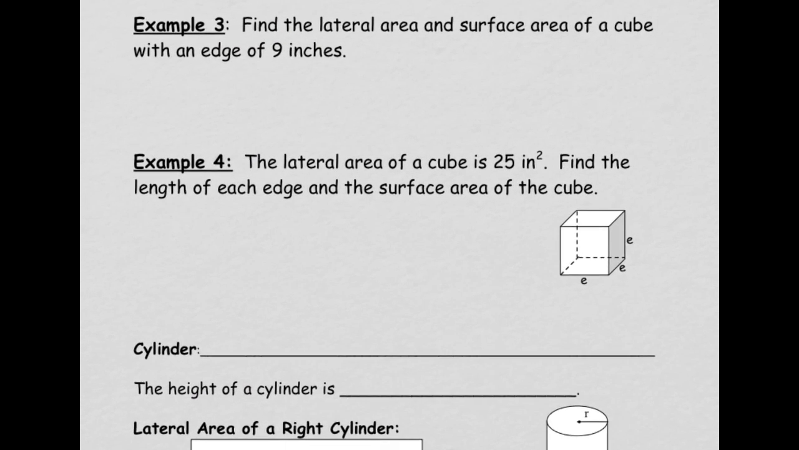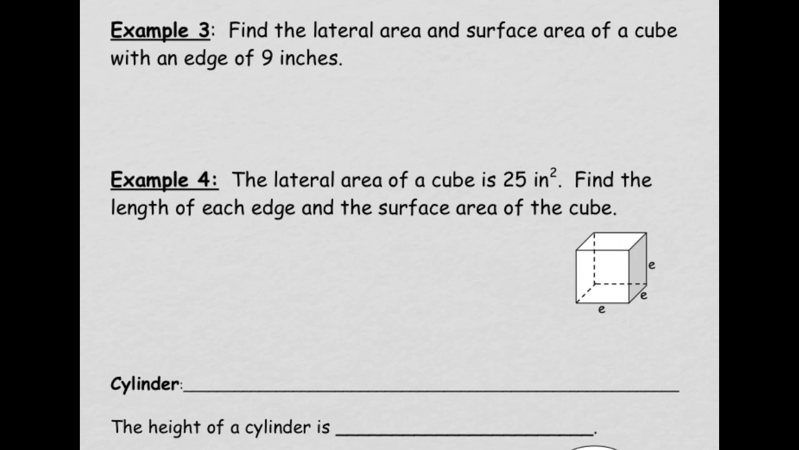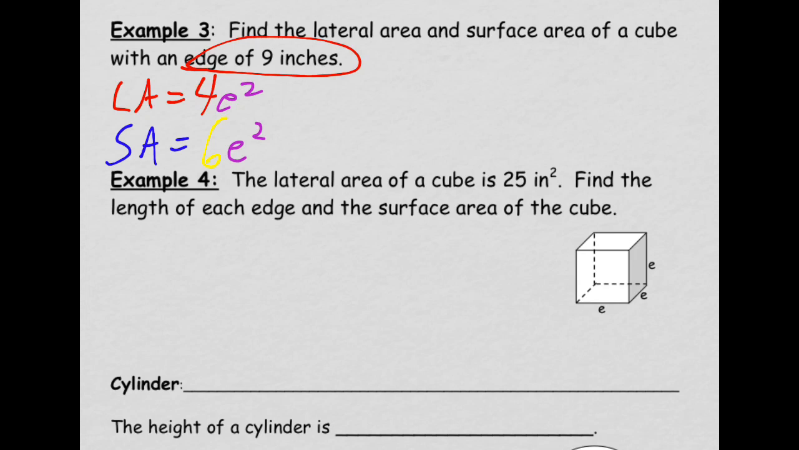Alright, find the lateral area and surface area of a cube with an edge of 9 inches. So we said lateral area, it has 4 faces, so it's 4e squared. And then we had surface area, it has 6 faces, so it's 6e squared, right? So lateral area equals 4 times what? 81, right, or 9 squared, right?